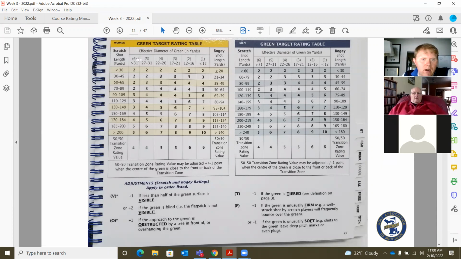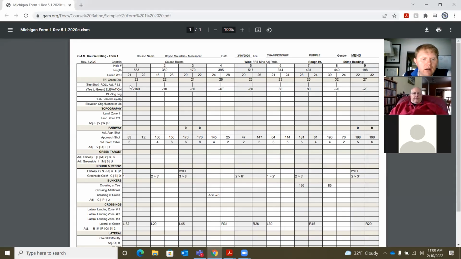So what we're looking at is the effective green diameter and the approach shot length, and I just want to show you on the Form 1 where those things are. You can do a little bit of reading farther on your own if you'd like, but the effective green diameter is going to be taken care of by the measuring team, and that's going to be listed up here at the top. And then your approach shot is going to be listed here. And the nice thing that we have for the green target is that we have a standard value that is given based on the chart.